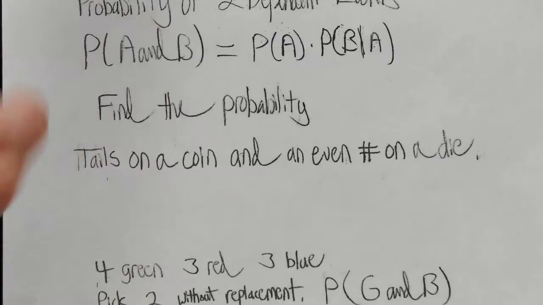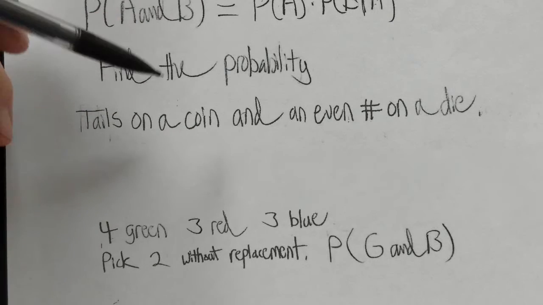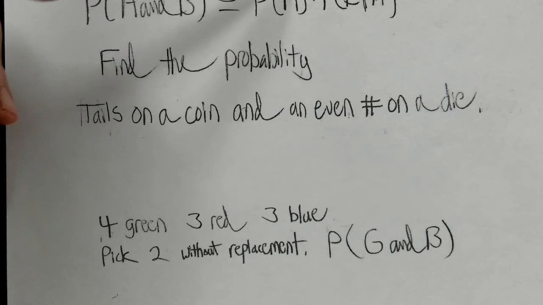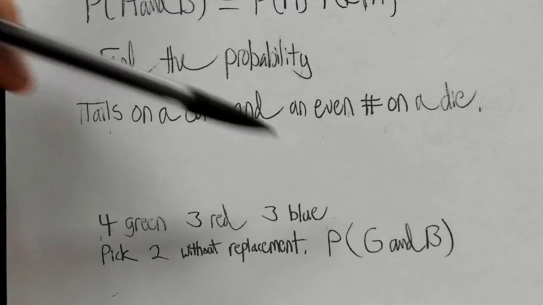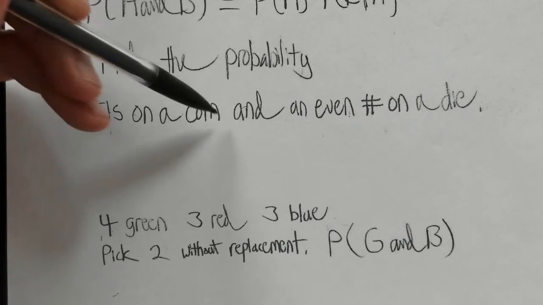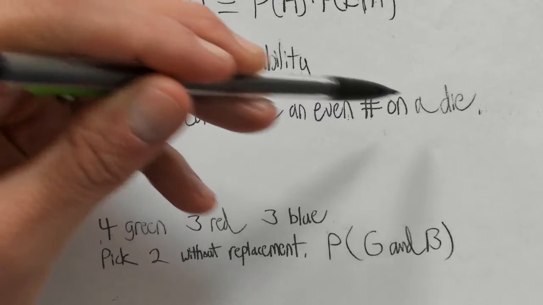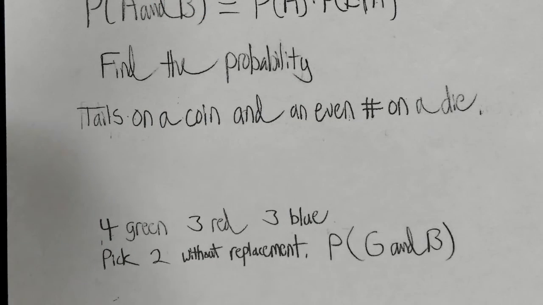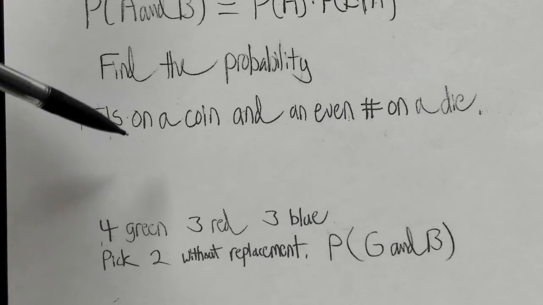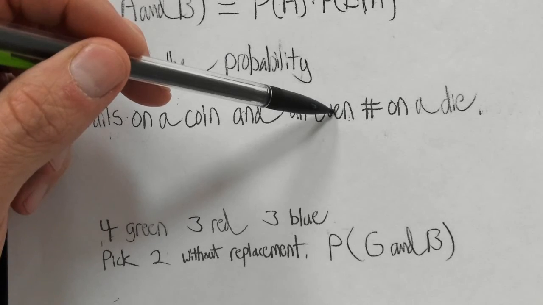When we take a look at each scenario, we've got to decide, first of all, are they independent events, which don't have anything to do with each other, or are they dependent events, where one happening affects the other? Here's the first example: flipping tails on a coin, and then rolling an even number on a die. First, let's decide whether these are independent or dependent events. Does flipping the coin have any effect on the dice at all? The answer is no, it doesn't.